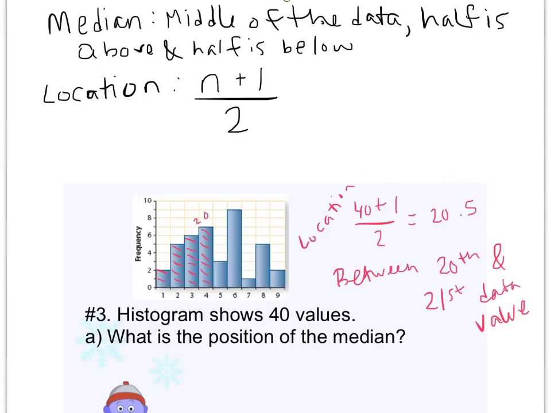So here's the top of the 20th data value, and the 21st would be in the next group of the 5s. So that means that my median is exactly in between the 20th, a 4, and the 21st, a 5. So my median is between 4 and 5. The median is going to be 4.5.